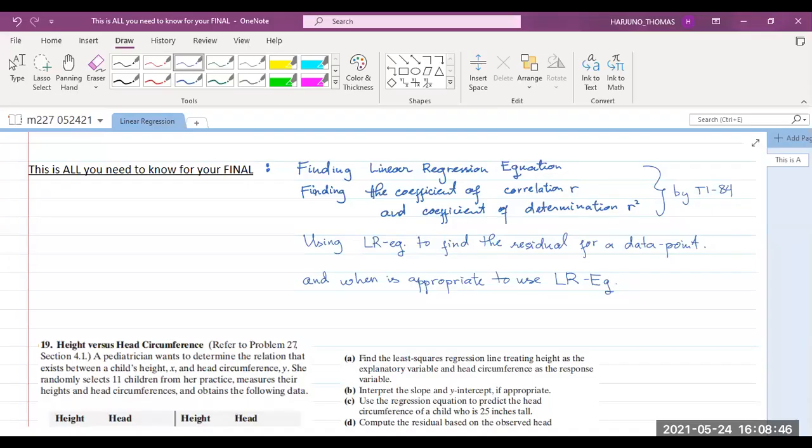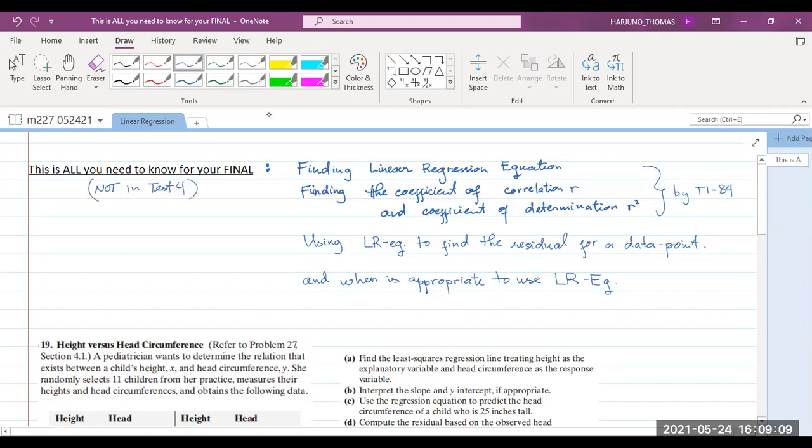Okay, let's start our lesson today. We will only go over linear regression today, and you will need linear regression only for your final. This will not be in your test 4. Not in test 4. Your test 4 will all be hypothesis testing.